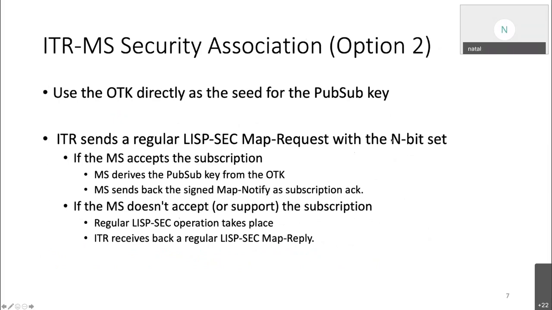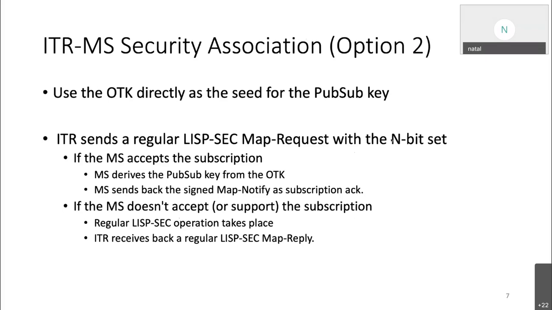So if we believe in the option of just using the one-time key as the way to derive the pub sub key, and that we trust enough the path from the ITR to the map server through the map resolver, then we can go with option two. That is basically using the one-time key directly as the seed itself to derive the key. Then you can leverage what you have today in the protocol, so you don't need to change either PubSub or LISP-SEC to support this.